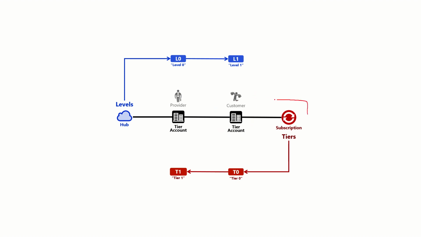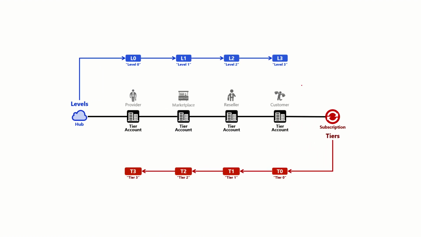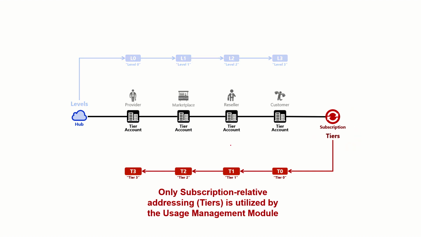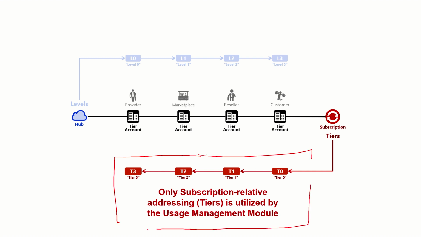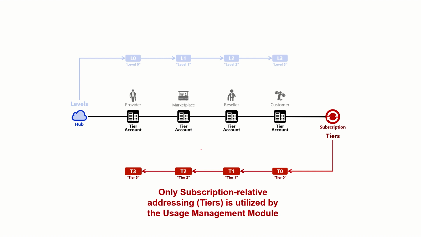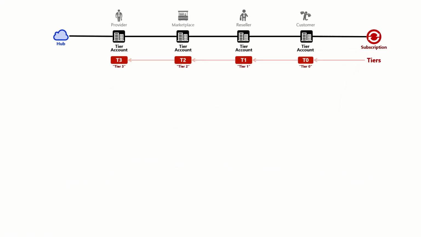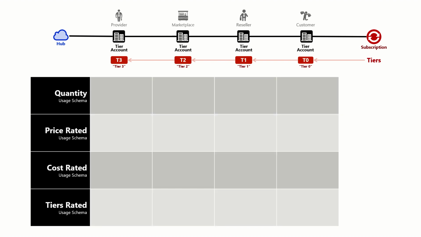And since vendors own the subscription, the only practically applicable way of addressing that we can use is relative to the subscription. That's why in the usage management module, we only use subscription relative, which means tiers, addressing of tier accounts for usage data. And thus, when we report different schemas that are supported by usage management module, there could be quantity, price rated, cost rated, and tiers or multi-tiers rated type of usage.